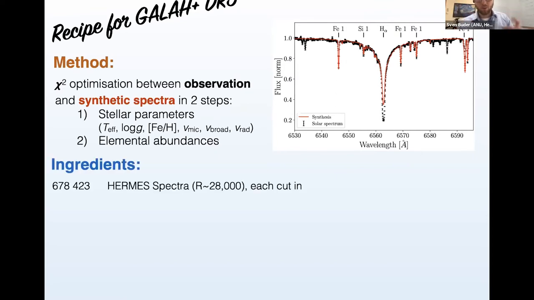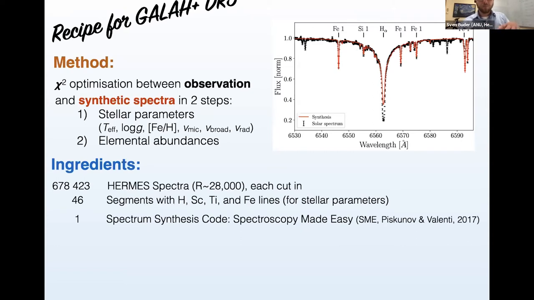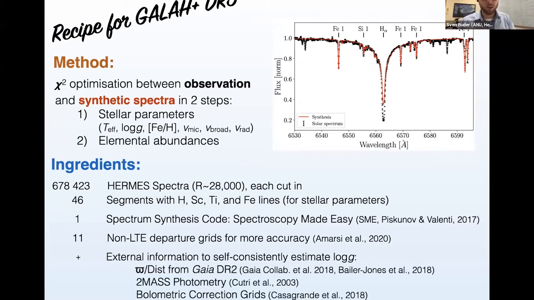The ingredients that we use for this big recipe are almost 600,000 high resolution spectra, from which we, for the stellar parameter estimation, cut out 46 segments with very high fidelity lines, so hydrogen lines, and neutral and ionized scandium, titanium, and iron lines. And then we apply our spectrum synthesis code onto them, Spectroscopy Made Easy, and that one is actually able to also include departures from non-LTE. So we get a much more accurate spectrum synthesis with departures from local thermodynamic equilibrium.